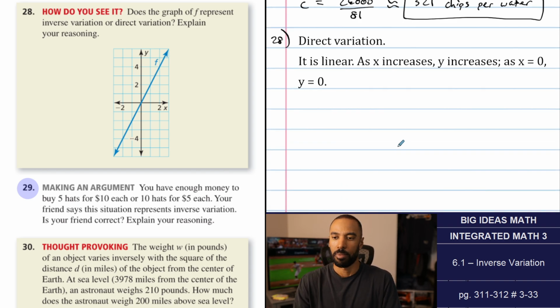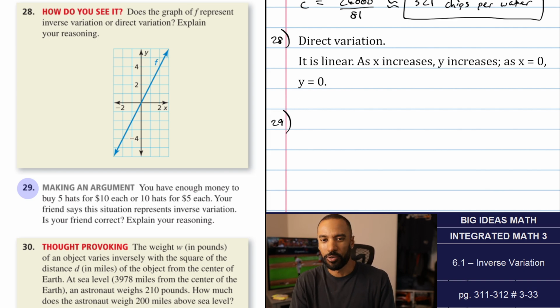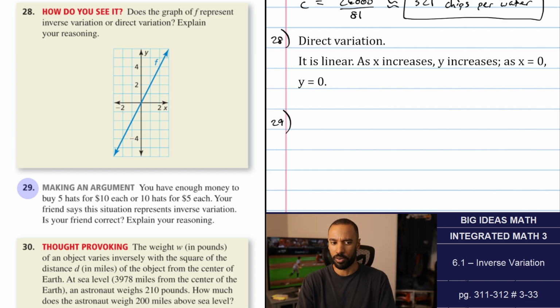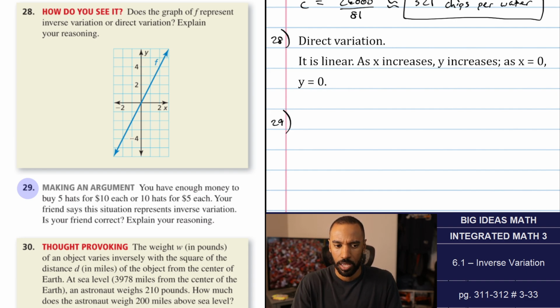Number 29, making an argument. See, I told you that would show up, as well as thought-provoking. I told you those would. You have enough money to buy 5 hats for $10 or 10 hats for $5 each. Your friend says the situation represents inverse variation. Is your friend correct? Explain your reasoning.